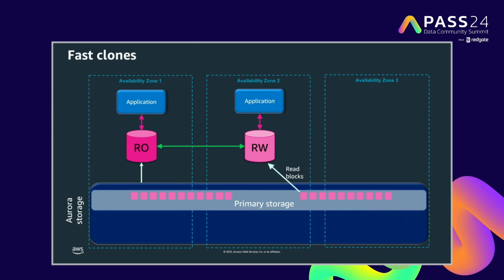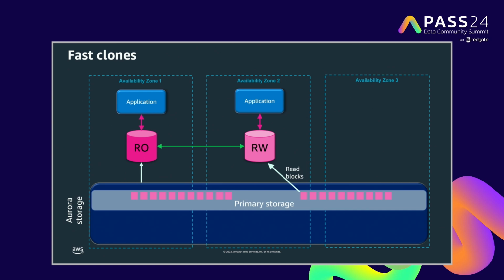I just explained SQL Server snapshots because I want to compare with Aurora Postgres. In Aurora Postgres, just treat fast clones as somewhat similar to SQL Server snapshots. So here, this is the primary storage, and I have one writer and one reader. And I have two applications. One application connects to my writer, and another application is using this compute instance for read transactions.